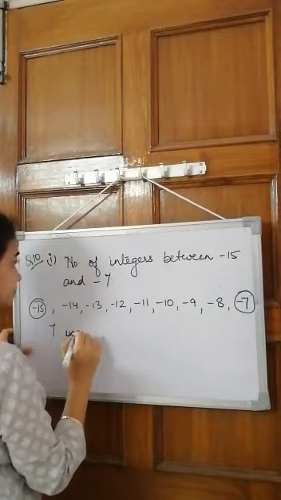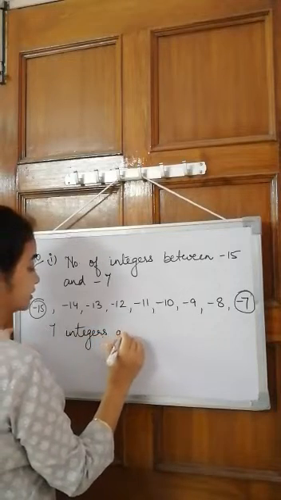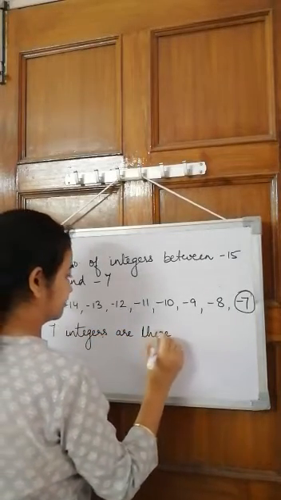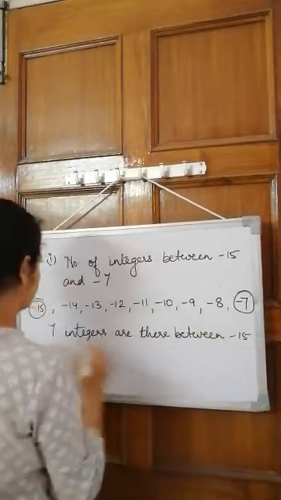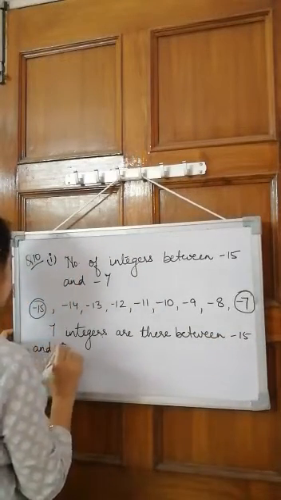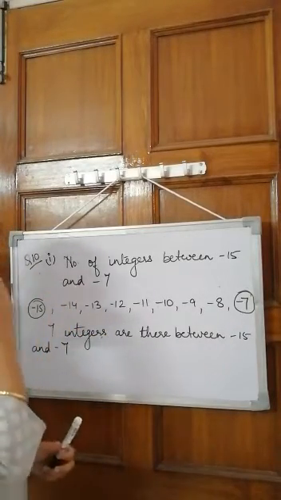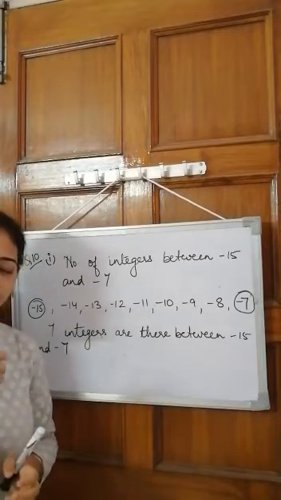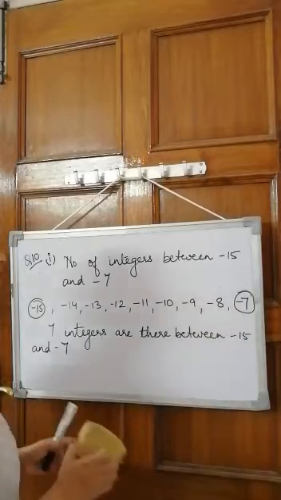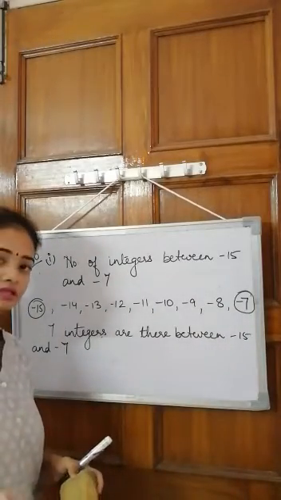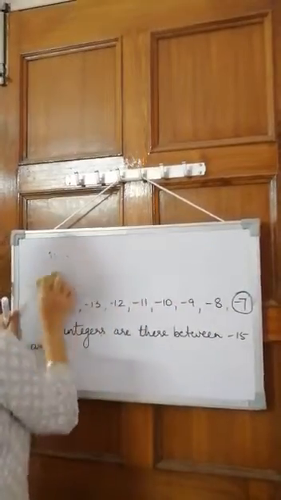7 integers are there between minus 15 and minus 7. Similarly, in the same question, they are asking how many whole numbers are there. There is one negative integer given, one positive integer given. So obviously, when we say only whole numbers, we take numbers from 0. I hope this is clear to you.